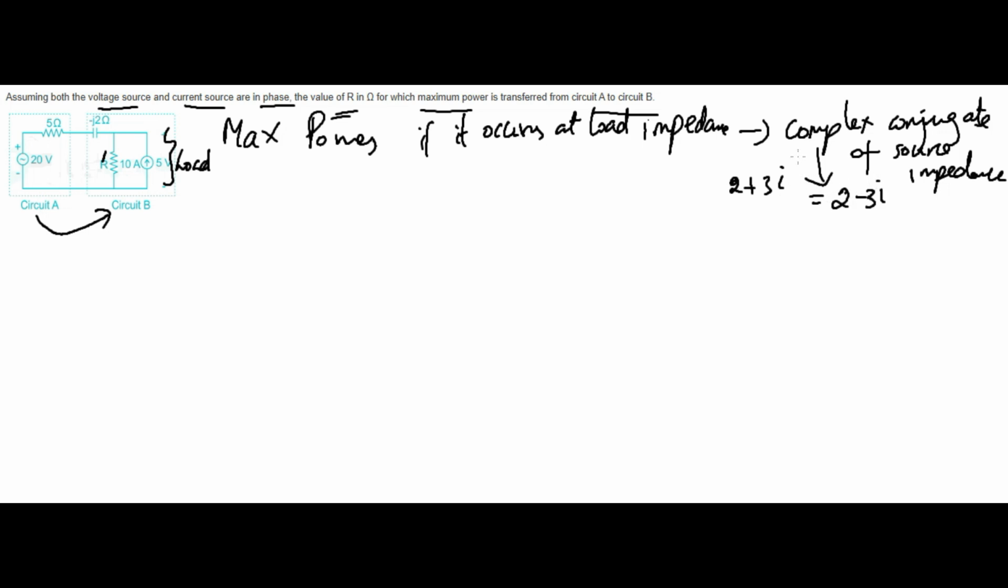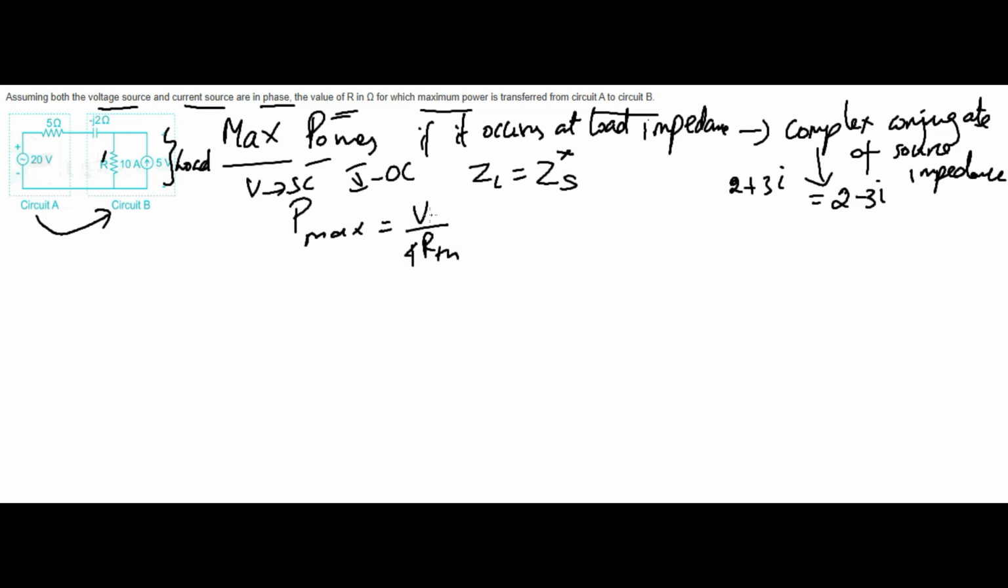Now listen. For maximum power, you make the voltage source short circuit and the current source open circuit, so ZL is equal to the complex conjugate of the source impedance, Z star of S. Here P max is equal to V squared divided by R, with R the Thevenin resistance. So you can find ZL equal to Z Thevenin.